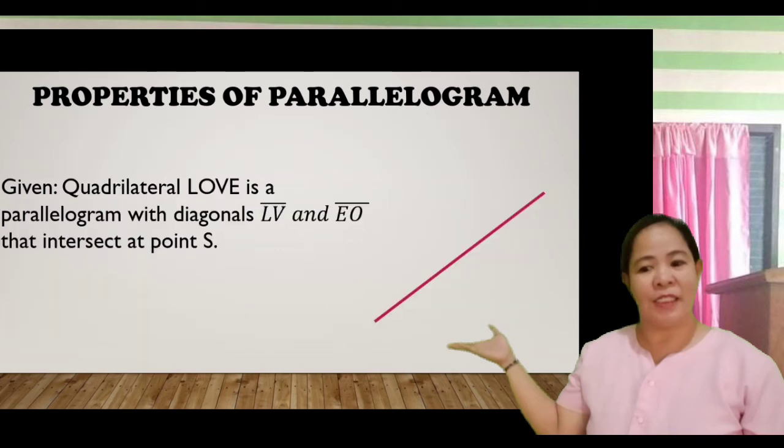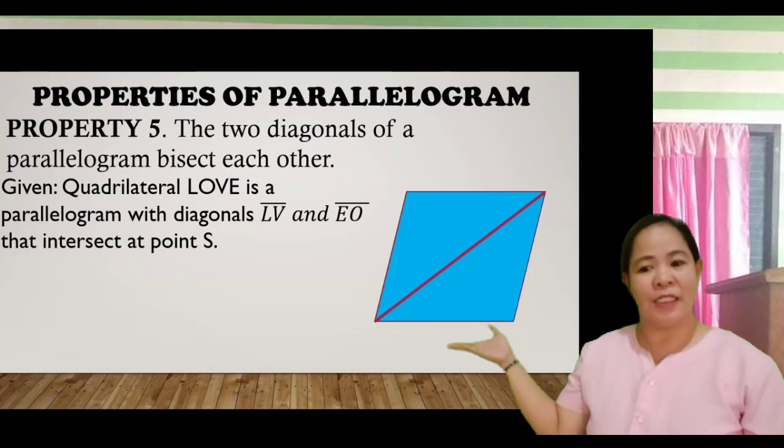Next, property number 5. The two diagonals of a parallelogram bisect each other. So we have here quadrilateral LOVE. Quadrilateral LOVE is a parallelogram with diagonals LV and EO that intersect at point S. So when we say bisect each other, they will divide each other equally. Meaning, LV will divide EO into two equal segments. And then, EO will divide LV into two equal segments.